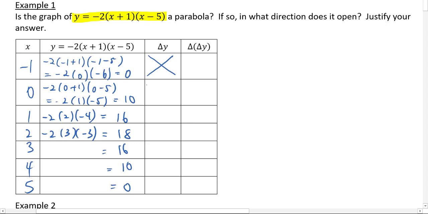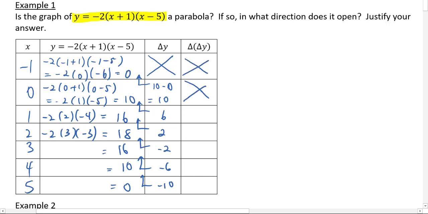Remember to find the first differences, or the delta y's. We're going to go across and subtract the number above. So we get 10 minus 0, which is 10. Doing the same thing, we're going to get 6, then 2, then negative 2, then negative 6, and then negative 10.